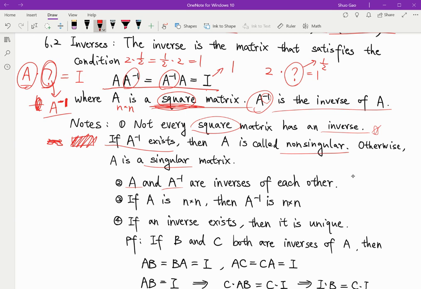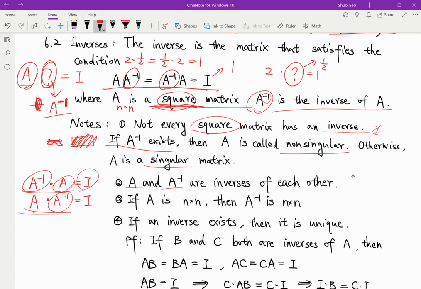Of course, because given A inverse, its inverse matrix should be A itself, right? Because A inverse times A equals I. And given A, its inverse should be A inverse, right? So A is the inverse matrix of A inverse, and A inverse is the inverse of the matrix A. They are inverses of each other, because no matter the order in which we multiply, the result should be the identity matrix.